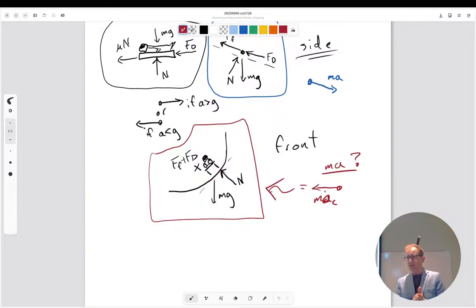Let me stop there for a second, because I've been talking for a while. What questions are there for that part? Defining acceleration forces.